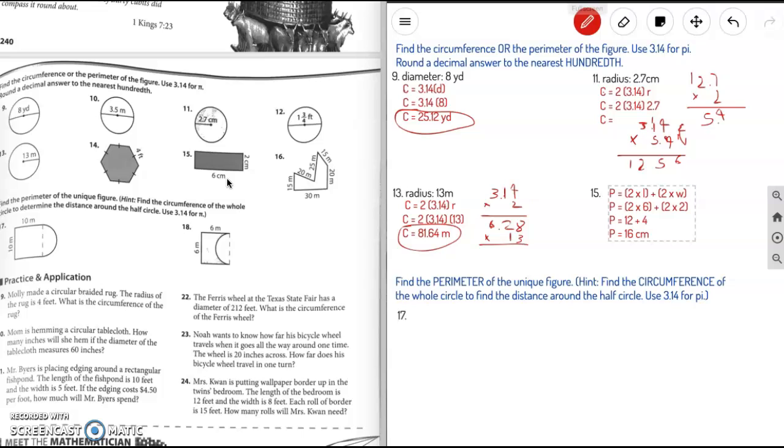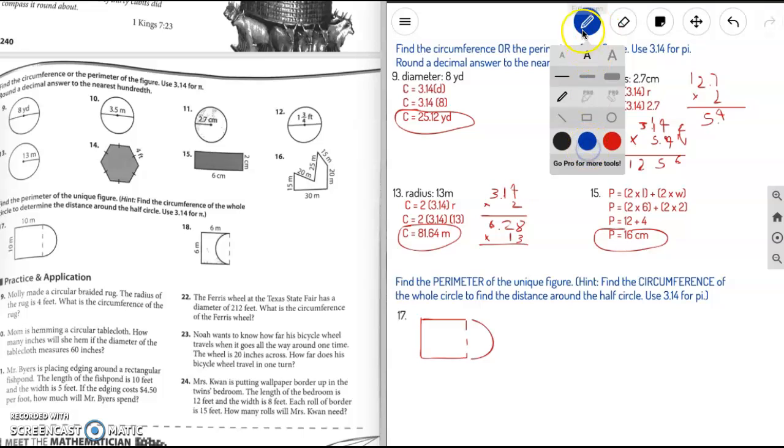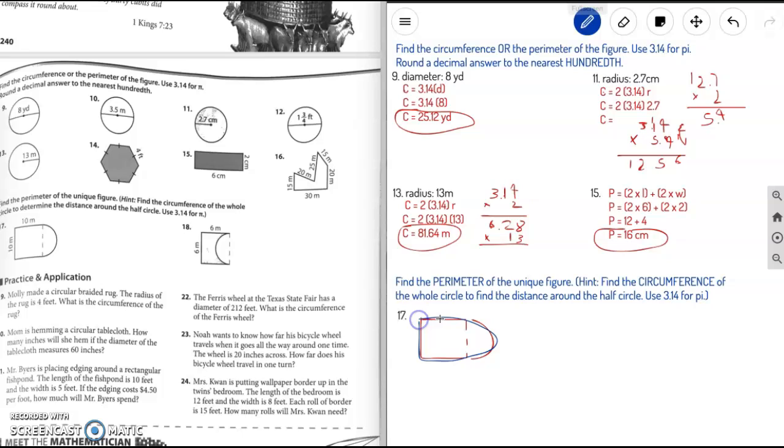Very good. Next section. Find the perimeter of the unique figure. Hint. Find the circumference of the whole circle to determine the distance around the half circle. Oh, interesting. Use 3.14 for pi. Number 17. Okay, well, let's look here. So just so you know, we're trying to find the perimeter of this. Okay, so this part here is 10 meters. Over there is 10 meters.